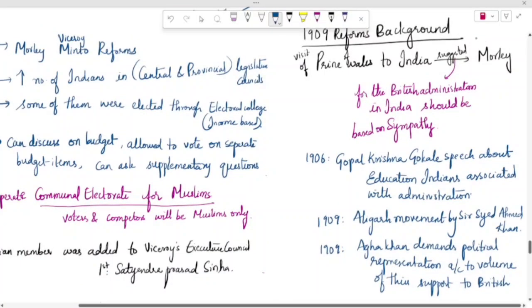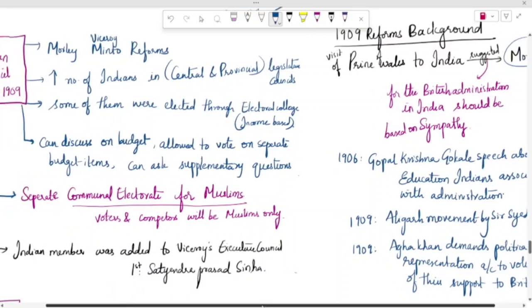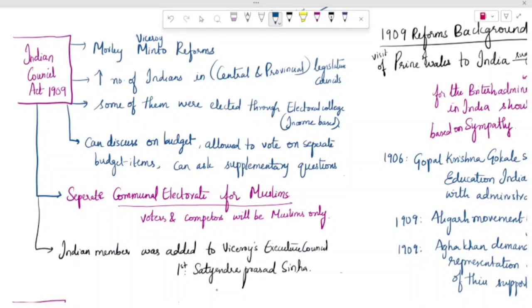He will be visiting India, and this prince will be suggesting to Morley. Morley was Secretary of State. He will be suggesting to Morley that British administration in India should be run on sympathetic lines. Based on this, one act will be passed. That act is called the Morley-Minto Reforms, and it is also called the Indian Councils Act of 1909.